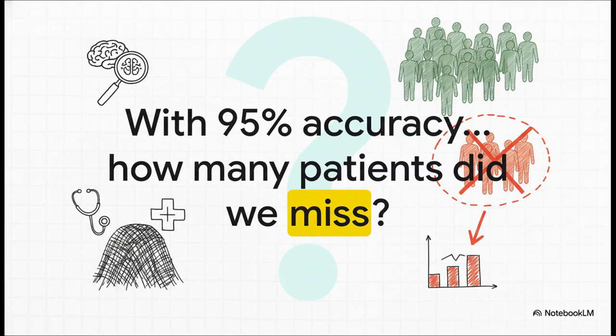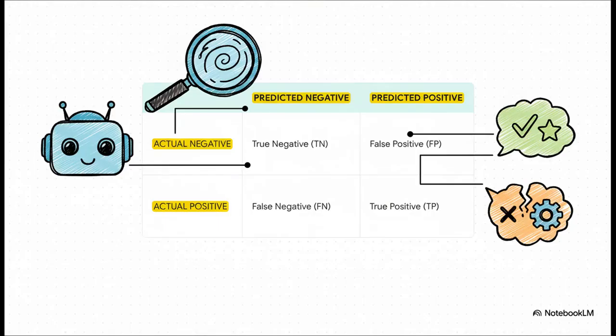We have to ask a much, much more important question, because that shiny 95% is hiding a really dangerous flaw. To find that flaw, we need a special tool, the confusion matrix. This is brilliant because it shows us that there aren't just 2 outcomes, right and wrong. There are actually 4 ways the model can perform. It can be right in 2 ways, a true positive or a true negative, and it can be wrong in 2 ways, a false positive or a false negative.